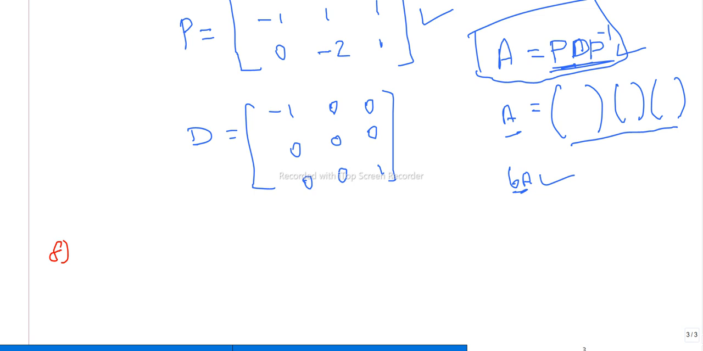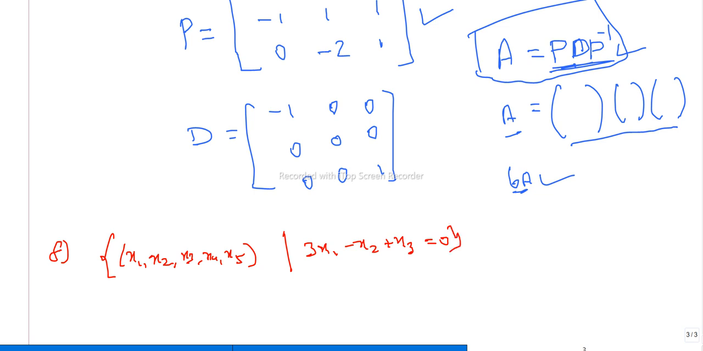So what is that? It gives some subspace, and they are asking what is the dimension. That is a simple one. The set of all (x1, x2, x3, x4, x5) such that 3 times x1 minus x2 plus x3 equals 0. Suppose we call this V. What is the dimension of V over the vector space R? The first option is 1, 2, 3 and then 4.